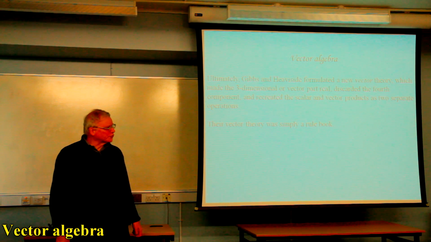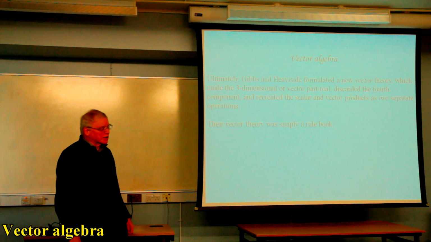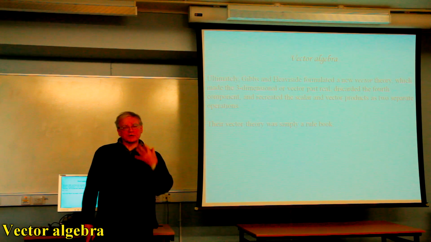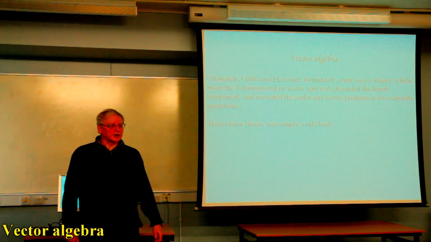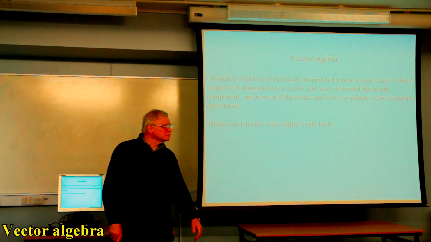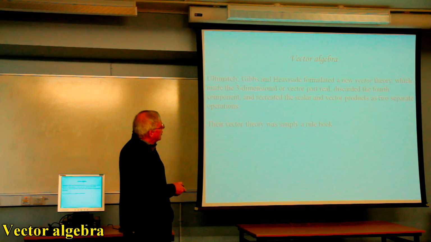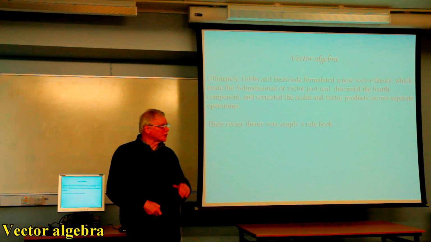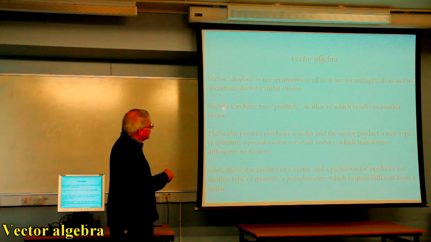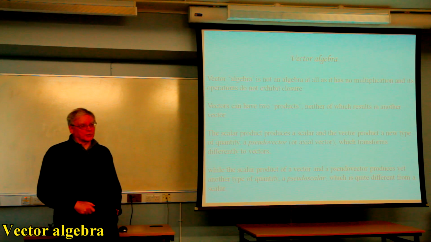It's very difficult for students to understand though, and the reason is that it doesn't have any logic, it's just rules. And so you learn these rules of vector algebra and you think, why on earth are they like that? They also made the scalar and vector products as two quite separate operations with no connection at all. And vector algebra actually isn't an algebra. We call it an algebra, it's not an algebra.